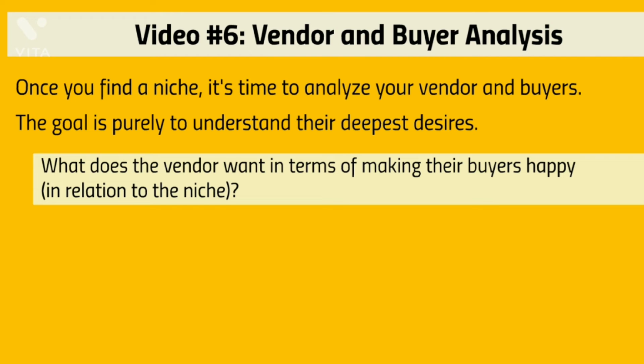So first question is, what does the vendor want in terms of why and what they want to do, how they want to do it, as far as making their buyers happy. So in other words, when a vendor sees something, they either think, well, this is something that my buyers definitely don't want, or this is something that my buyers really, really want, and I want to go out and make a deal with another vendor and make a special deal for my buyers.